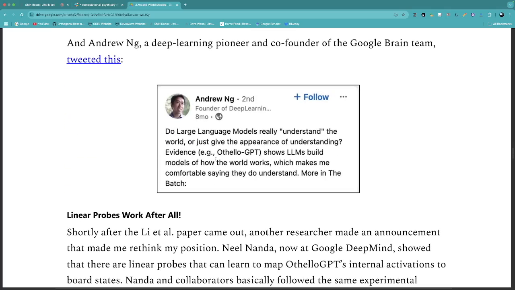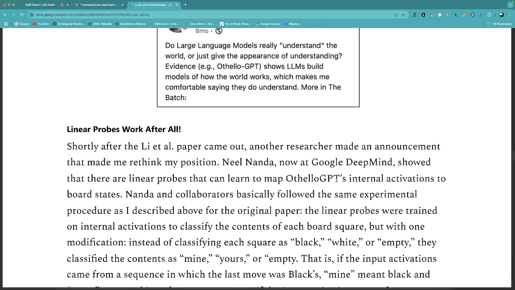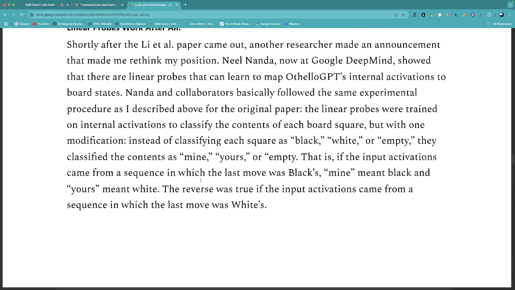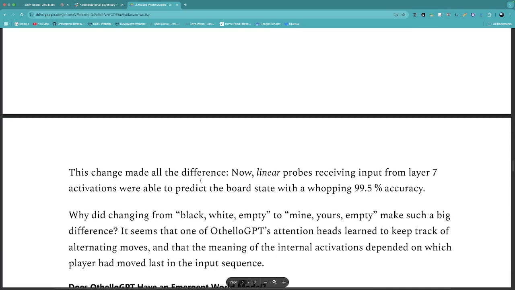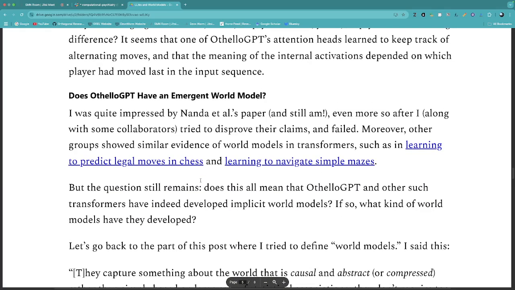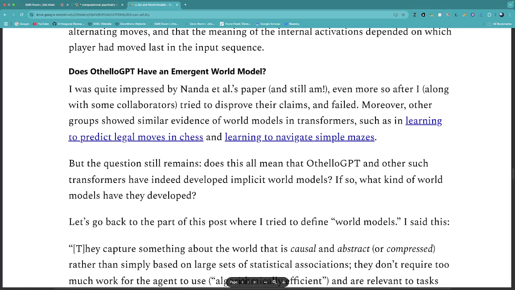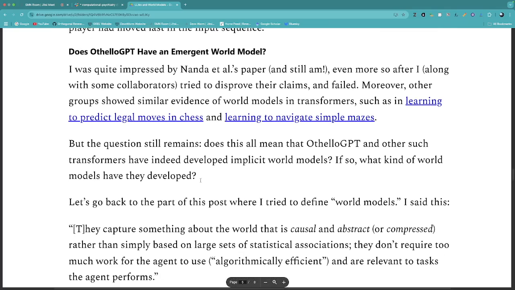And Andrew Ng said, do large language models really understand the world or just give the appearance of understanding? Evidence shows large language models build models of how the world works, which makes me comfortable saying they do understand. So this is about understanding and about meta-learning, as well as about just building a world model. This is an ongoing debate whether or not this is an emergent world model. And, while impressive, it's hard to say whether this is really a world model.